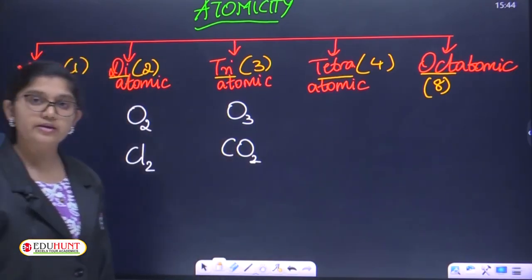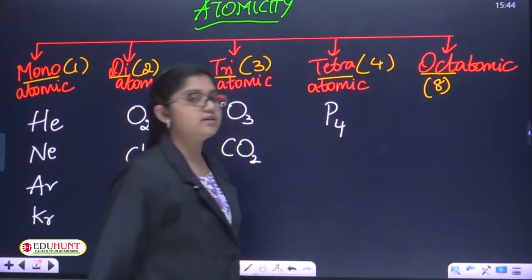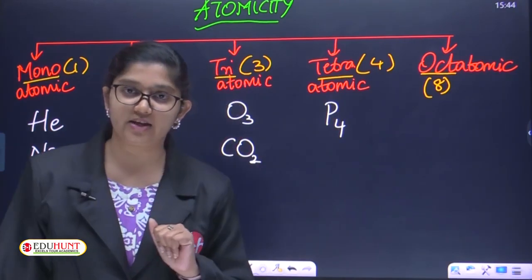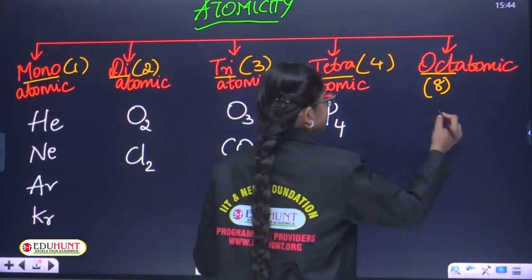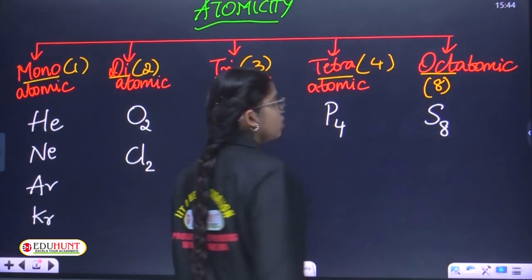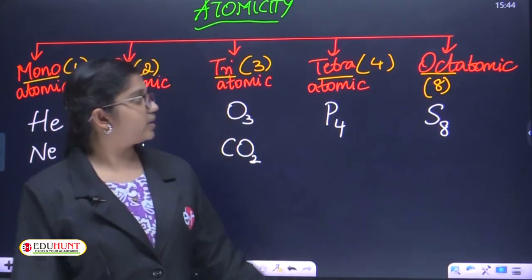Coming to tetraatomic, you can write P4. Phosphorus exists with 4 atoms grouped together. And coming to octa, we can write S8, the sulfur molecule. It's bonded with 8 atoms. That is the stable one.